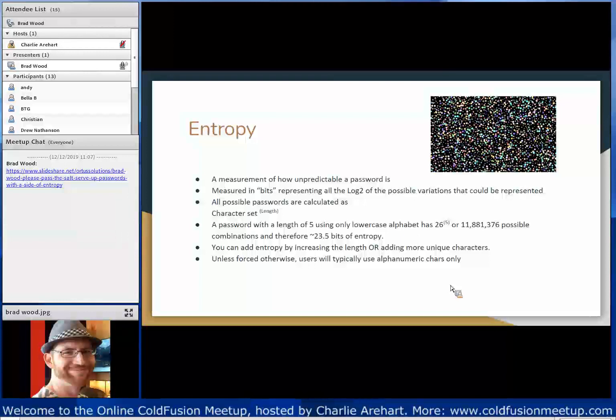So here's an example. A password with a length of 5 characters using only lowercase alphabet is 26 to the power of 5, or about 11 million possible combinations. So that equals about 23.5 bits of entropy. So that's what was being referenced in that cartoon at the beginning. And so entropy is kind of just a measuring stick that tells you, based on the requirements that you put on the user, how many possible tries a program would have to go through. So 11 million, almost 12 million.